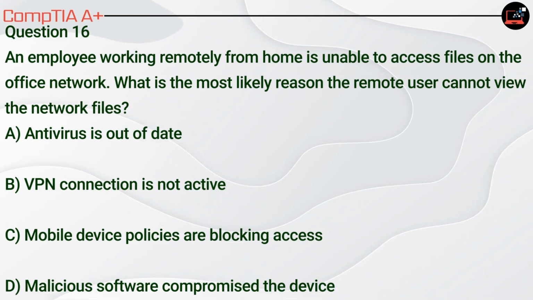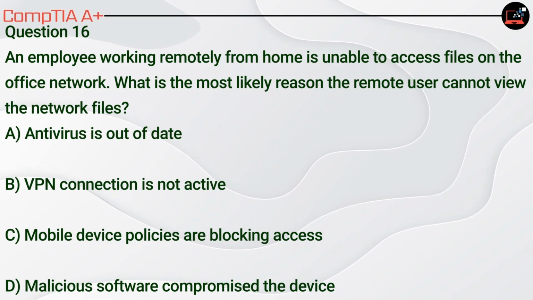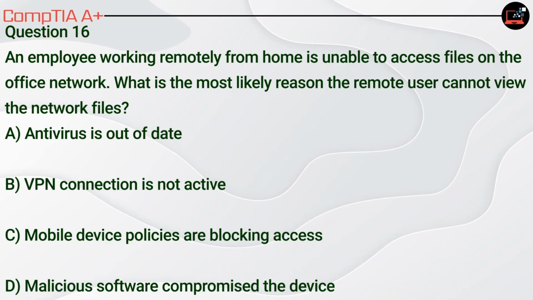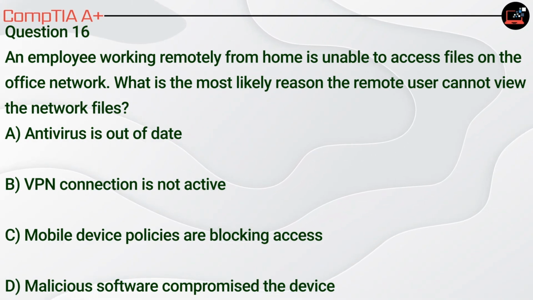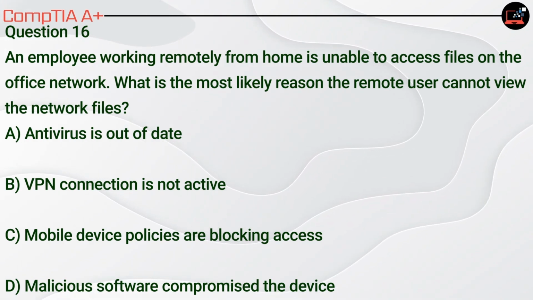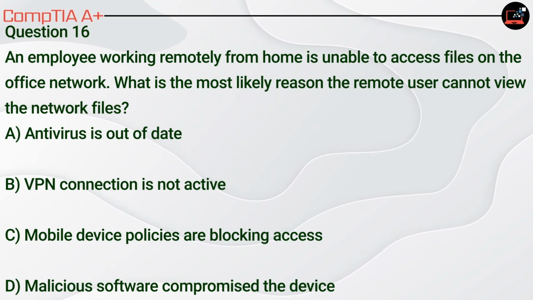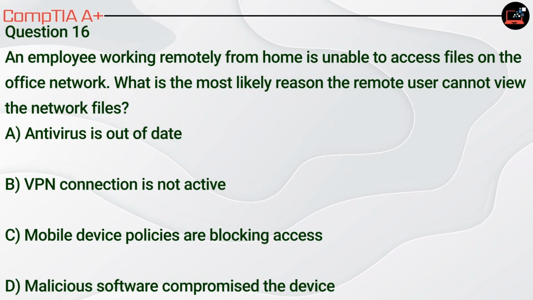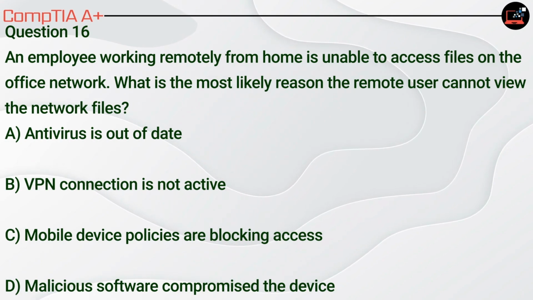Question 16. An employee working remotely from home is unable to access files on the office network. What is the most likely reason the remote user cannot view the network files? A. Antivirus is out of date. B. VPN connection is not active. C. Mobile device policies are blocking access. D. Malicious software compromised the device.